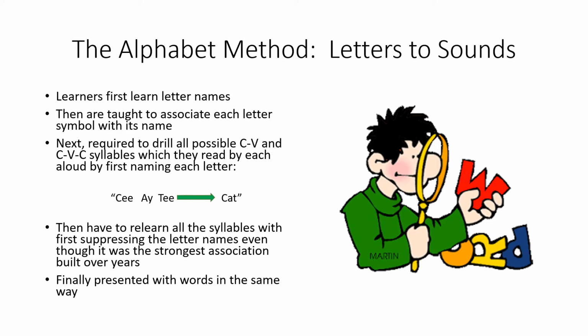After they had learned how to make these recitations by saying the names of the letters and then the word or the syllable, they then had to relearn all of the syllables, but had to do so by suppressing the letter names, even though that was the strongest association that had been built up over at least 2 years worth of time. So they first had to learn something, then they had to unlearn it. And finally, after all of this, they were presented with words in the same way. First spelling them with the letter names, and then learning to say the words without the letter spellings. And this took an enormous amount of time.